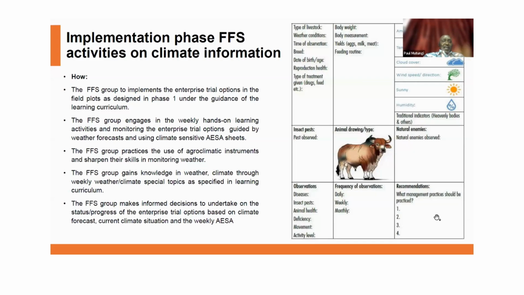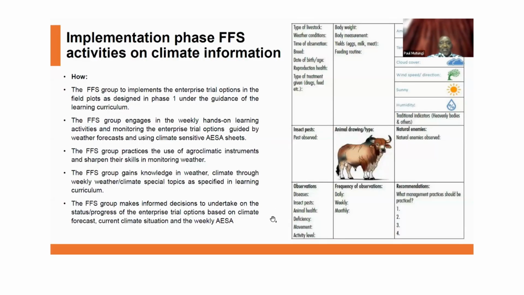So here is the implementation, and the FFS group does the weekly hands-on learning activities, monitoring the enterprises, the trial options guided by the weather forecasts and the ISA sheets, and the climate as it is on that day. And also the FFS group practices the use of agrometeorological instruments and sharpens their skills in monitoring weather. And at this time, they also gain knowledge through what we call special topics on weather and climate. And lastly, it is during this implementation phase that the FFS group makes informed decisions on the enterprise based on the weather prediction and the weather situation at that particular time.